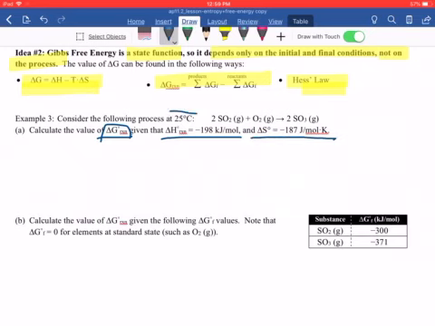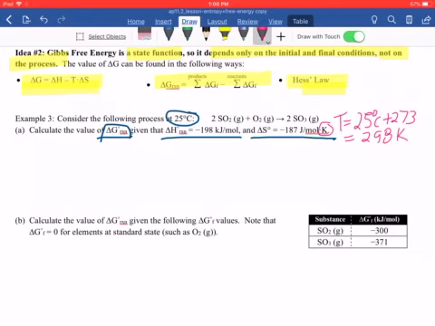And it says that it's at 25 degrees Celsius. Pay attention really quick that this is in Kelvin, so we need to convert Celsius to Kelvin. So the temperature is 25 degrees Celsius. We add 273 to it. It becomes 298 Kelvin, right?